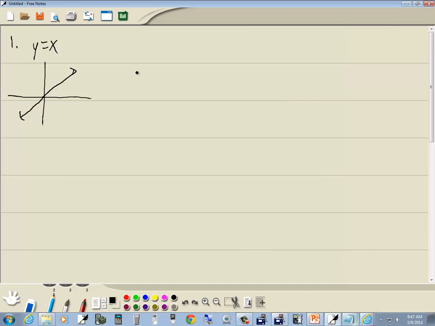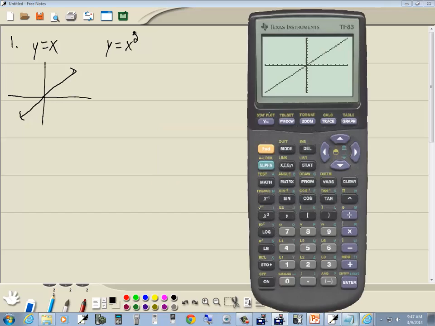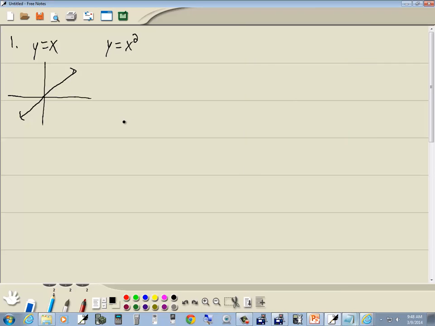Let's look at our next basic building block. Y is equal to x squared. Okay, now press my Y equals, clear to clear out whatever's in that line. Press my X key, and then I'll push this x squared button, and then graph. And that'll give us our answer.